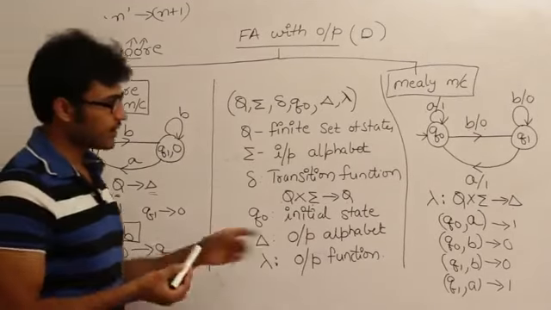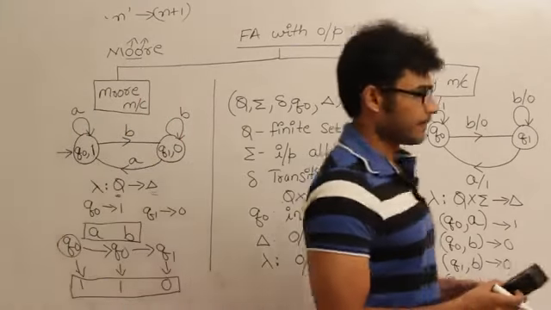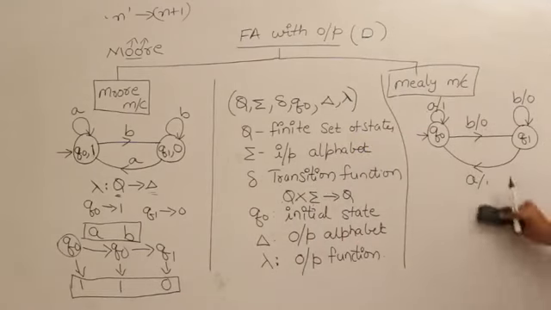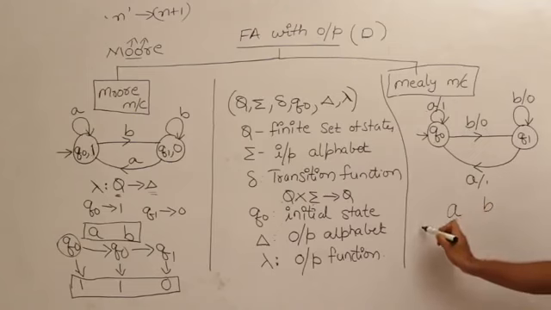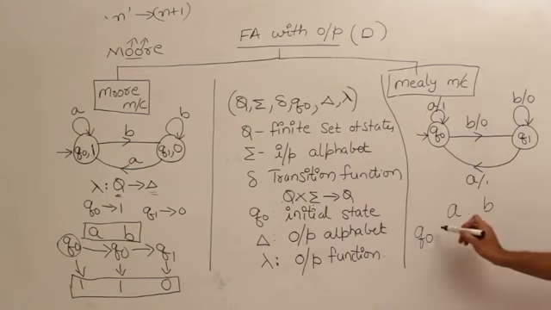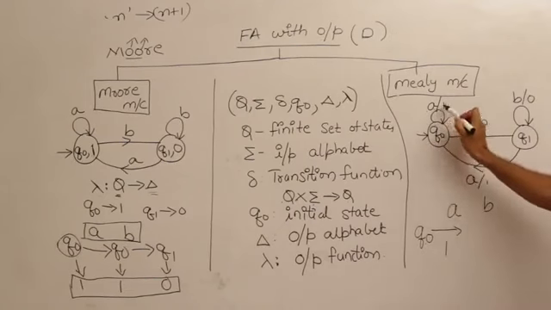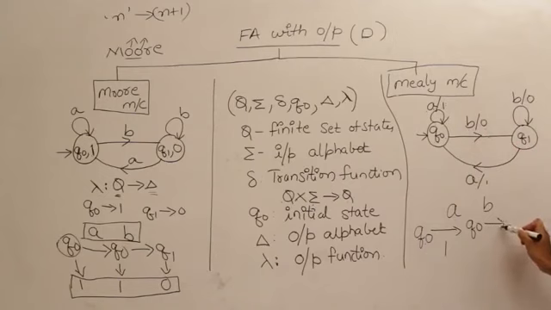Now let's trace the same example in the Mealy machine. If I have the example AB itself, initially I will be in Q0. Since output is not associated with the state, it will not print anything. Only upon seeing small a, Q0 on small a is going to print 1, and it is going to enter Q0. Now Q0 on small b is going to Q1, and it is going to print 0.